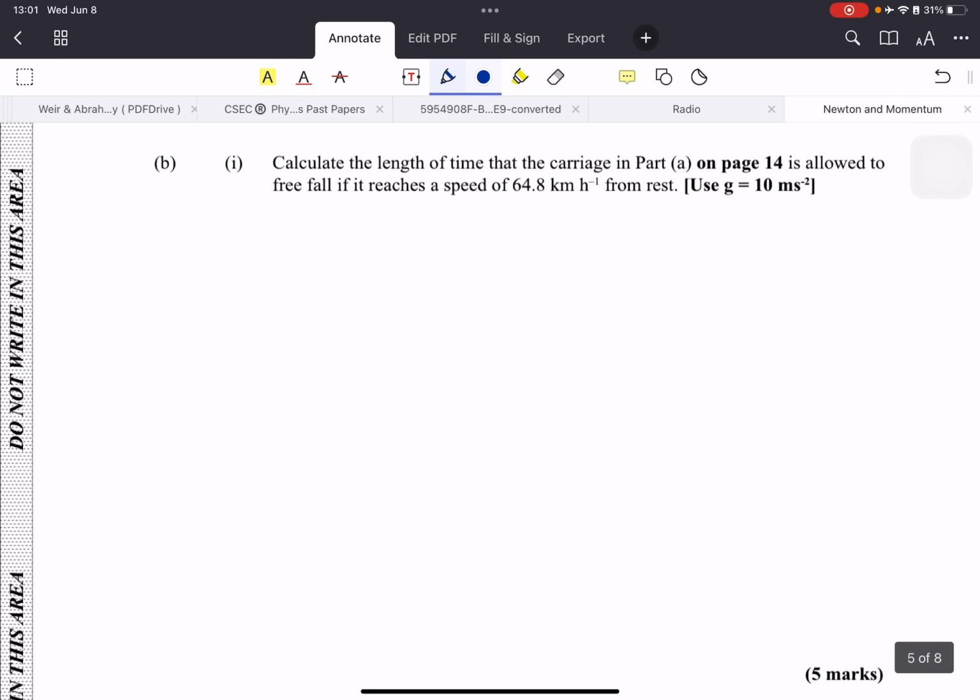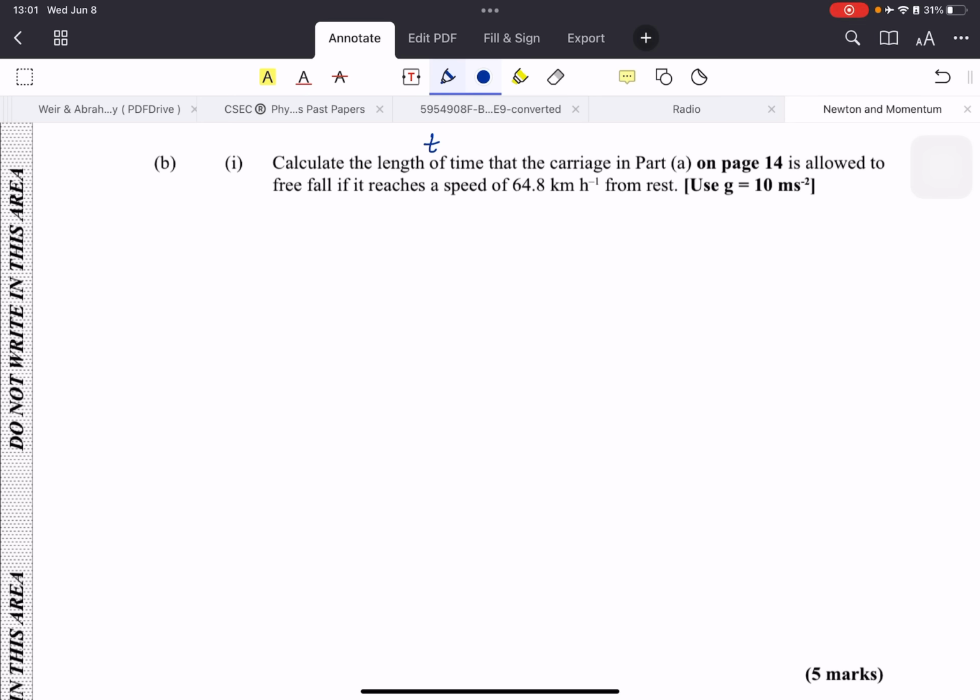Okay. Calculate the length of time that the carriage in part A is allowed to free fall if it reaches a speed of 64.8 kilometers per hour from rest. Okay, so now we have some more kinematics formulae here, right? And it's actually a very simple formula we need to learn, right? So let's take our question and see what values they are giving us. So they want us to find t, the length of time. So already our formula needs to have t in it, right?